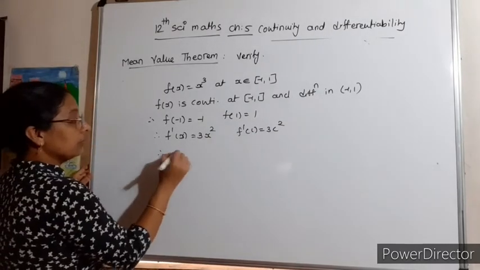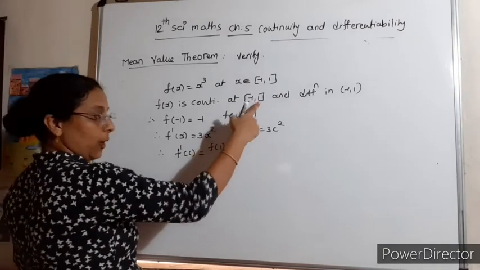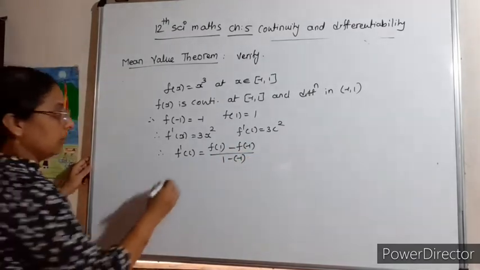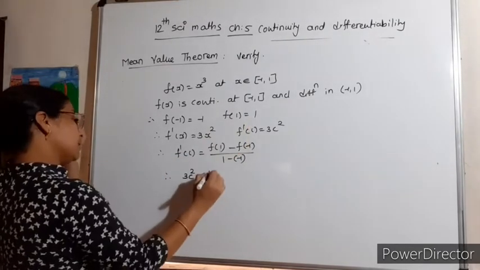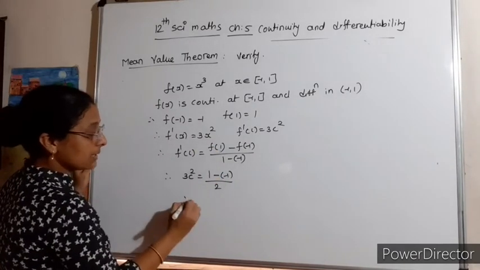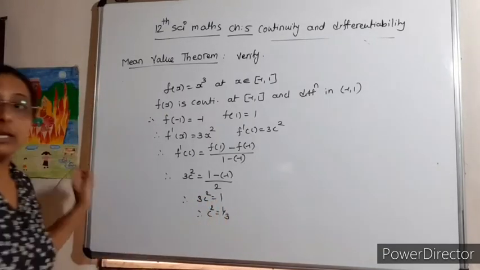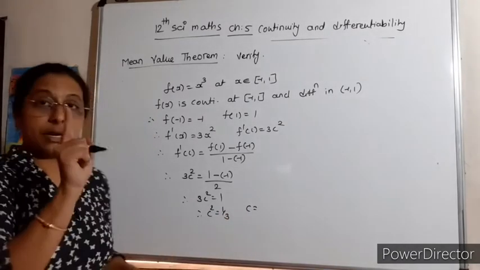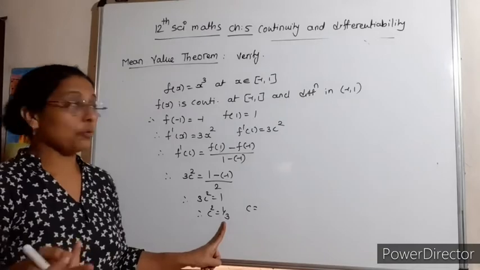Now, by mean value theorem, f dash c is equal to f of b minus f of a upon b minus a, that is f of 1 minus f of minus 1 upon 1 minus minus 1. Therefore, f dash c is 3c square. f of 1 is 1 minus minus 1 upon 1 minus minus 1, that is 2 upon 2, 2 cancel. So, 3c square is 1. So, we can say c square is 1 by 3. If c square is 1 by 3, then c is equal to plus or minus 1 by root 3.